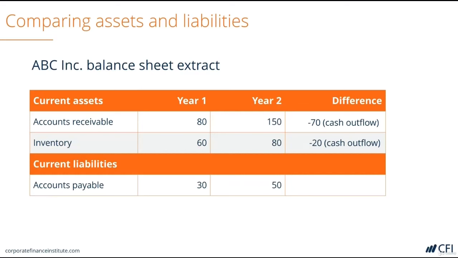Now let's look at current liabilities. The accounts payable balance has gone from 30 to 50. The difference of 20 is recorded as a cash inflow, or positive impact on cash. The reason being that if a company has a higher accounts payable balance, it represents more expenses that the company has not actually paid for yet with cash.